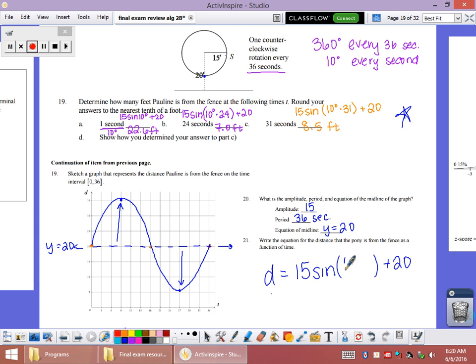What did I do in each of those cases? Well, I took the 10 degrees per second and I multiplied it by the amount of time. So this number came from the 360 degrees every 36 seconds, but this is the number of degrees per second. And then I multiply that by, obviously, the number of seconds. And multiplying a number of degrees I go per second times the number of seconds gives me a number of degrees that I've rotated. Okay?